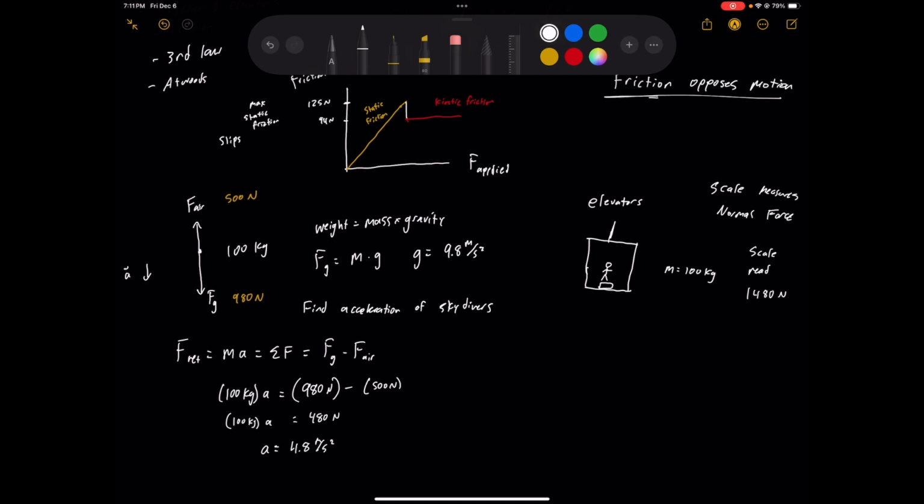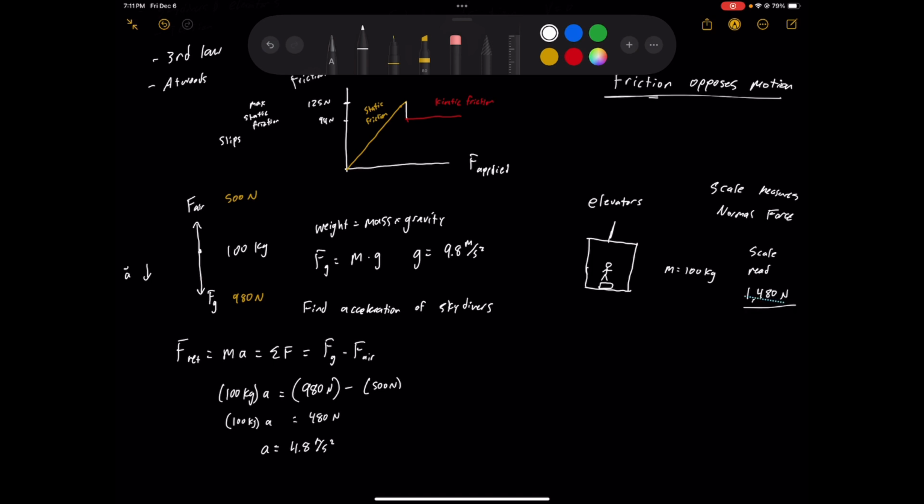We could do it like that, but let me choose a different... Let me fix this real quick because I want to make the numbers nice and neat. So I'm just going to say the scale reads 14,800 newtons. All right. So the scales, oh wait, never mind. All right, we're going to stick with the original number. I'm just trying to pick a number that makes the example very easy to see. So 1,480, that's what the scale reads.